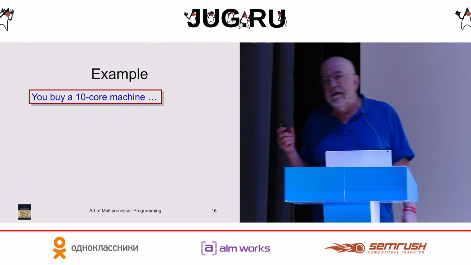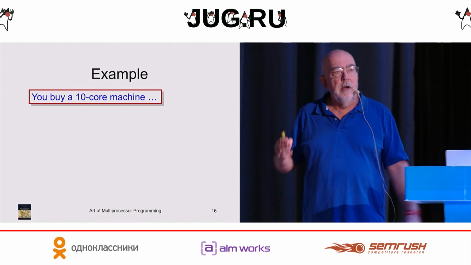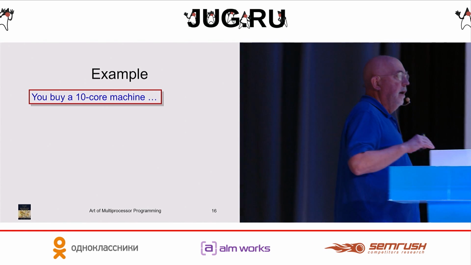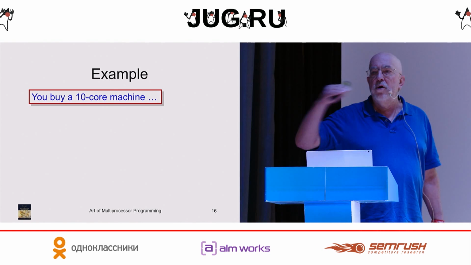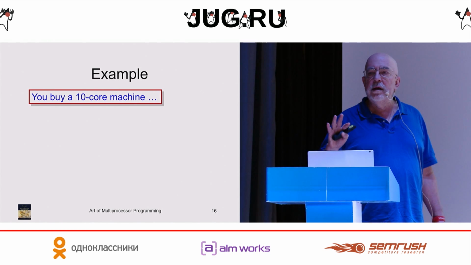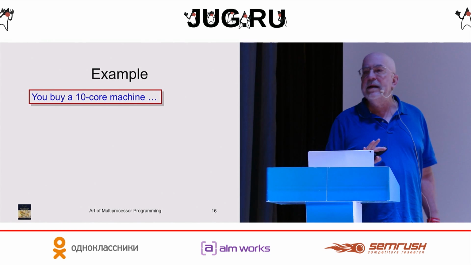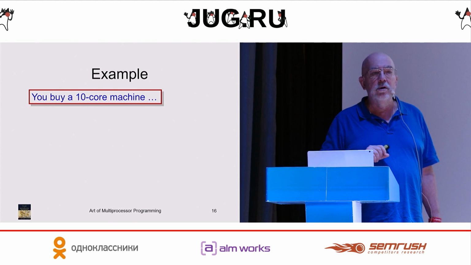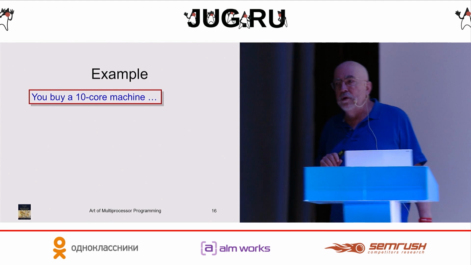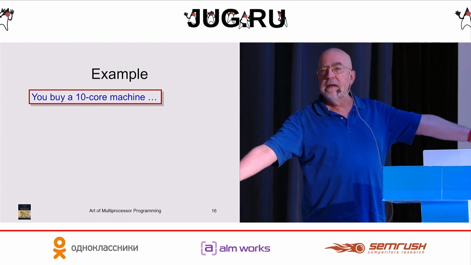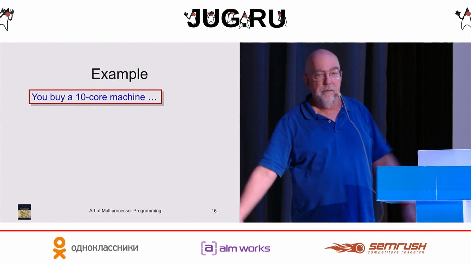So let's say that your boss goes out and buys a 10-core machine and calls you in and says, okay, your job is to make me look smart for having bought this machine. I want you to take our application and get a 10-fold speed up. And if you don't succeed, well, things could go badly. So your job is now to take your 10-core machine and get a 10-fold speed up from your software.